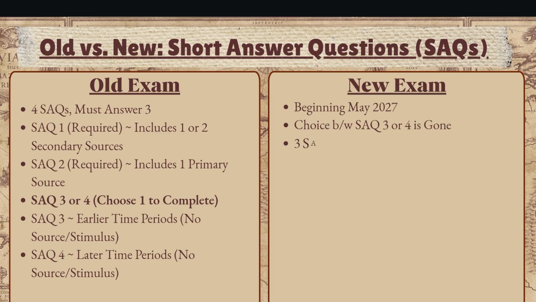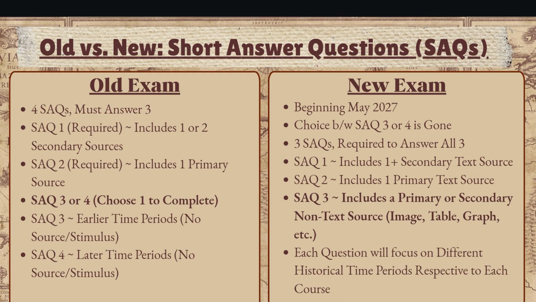You won't have to analyze any statements, pictures, or graphs, or anything like that. However, now during the new exam, which starts in May 2027, you won't be able to choose between the third or fourth SAQ anymore. They're just going to present you with three and you need to answer all three. The first two are still going to include some sort of stimulus like before. But the third SAQ, instead of giving you a choice, is just one SAQ that includes a non-text source. So it can't be a statement. It's going to be an image, table, graph, etc. That's the major change: they got rid of the choice between the third and fourth SAQ. You answer whatever three they give you. You don't get to choose anything anymore.